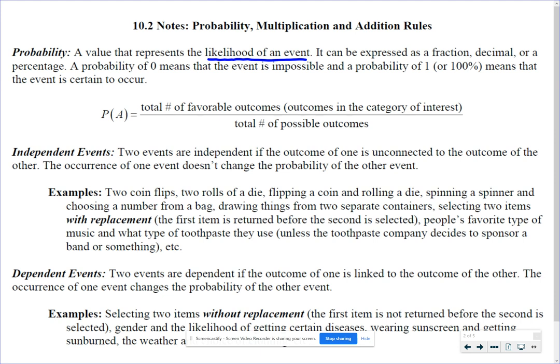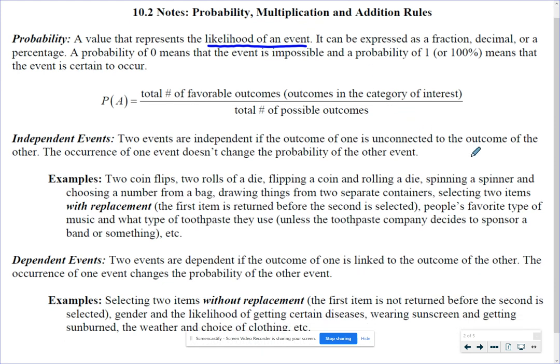Probability of 0 means that an event is impossible. It can't happen. Probability of 1 means that the event has to happen. It is certain to occur. What we also need to remember is the basic definition of probability right here. Probability of an event A happening is equal to the total number of favorable outcomes divided by the total number of possible outcomes. And that's why we talked about events and Venn diagrams, sample spaces, so that we could count the total number of favorable outcomes and total number of possible outcomes.